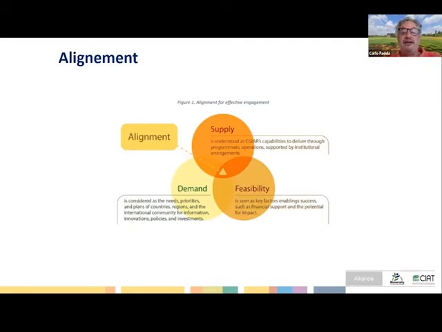Feasibility asks whether the partnership is seen as a key factor enabling success, like financial support or potential for impact. And finally, the demand. The demand is generally not just for the CGIAR to set, but for the so-called demand partners to bring. So what are the needs, priorities, and plans of country, region, and international community for information, innovation, policies, and investment. And then at the nexus of these three, supply, feasibility, and demand, comes the alignment and the partnership.